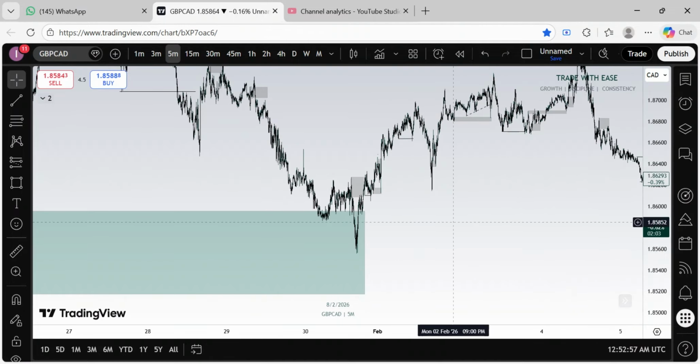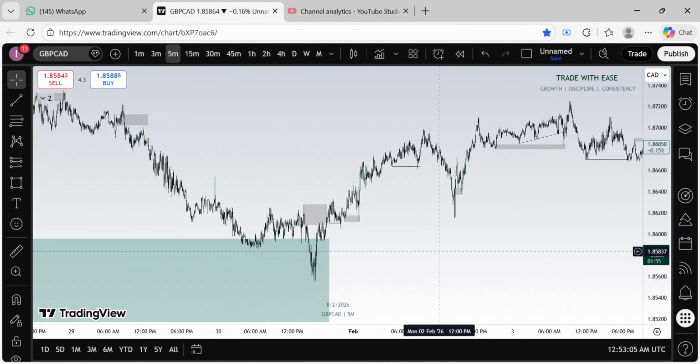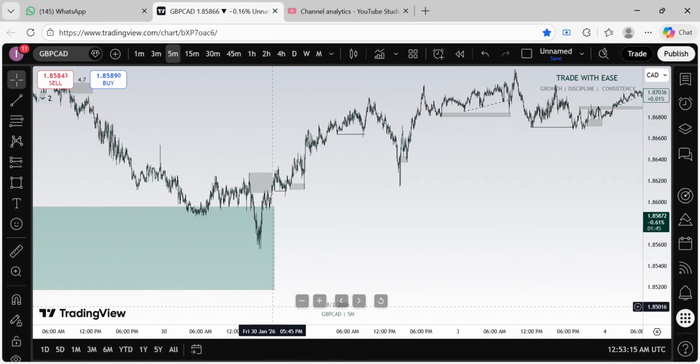You can see I still have all my analysis drawn. So now on 5 minutes, what I want to do is check the intent of the market. I want to see the order flow. Where is price facing? Is price going to respect this zone or is price going to go against it?